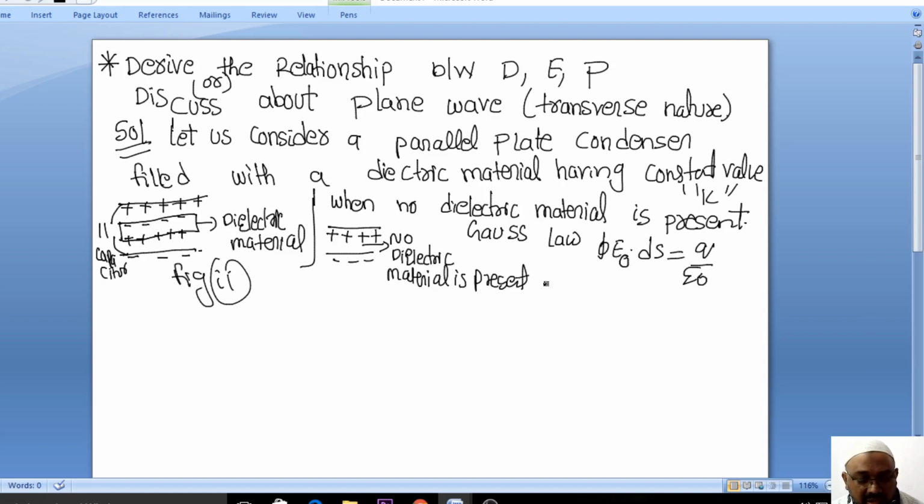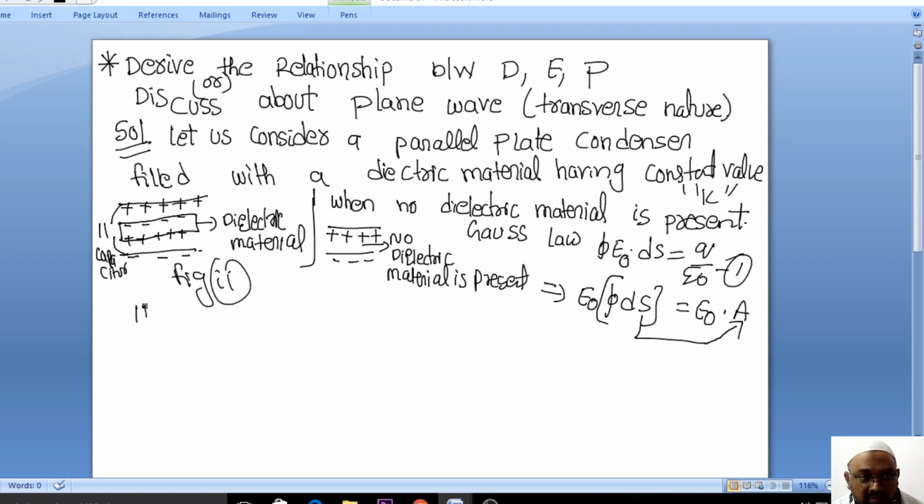Here we can keep E naught outside, and then the surface integration of dS is nothing but the area, so I can write A here. Instead of the integration of dS, I can write A. So this is equation 1.